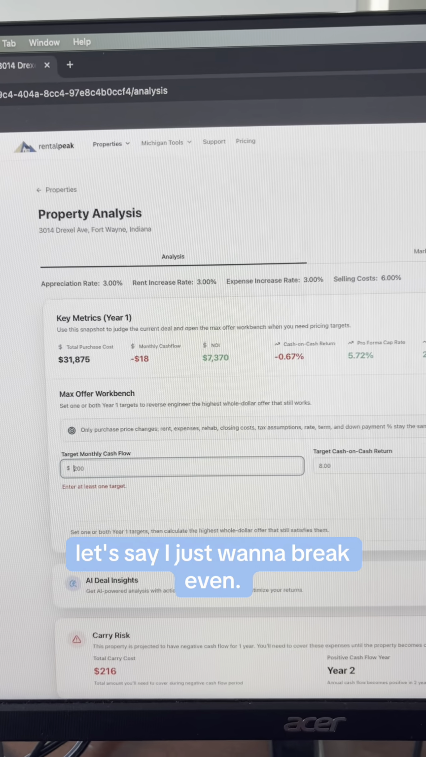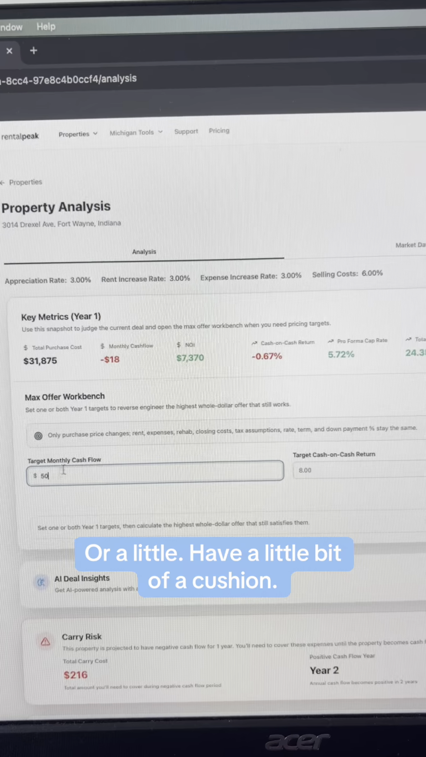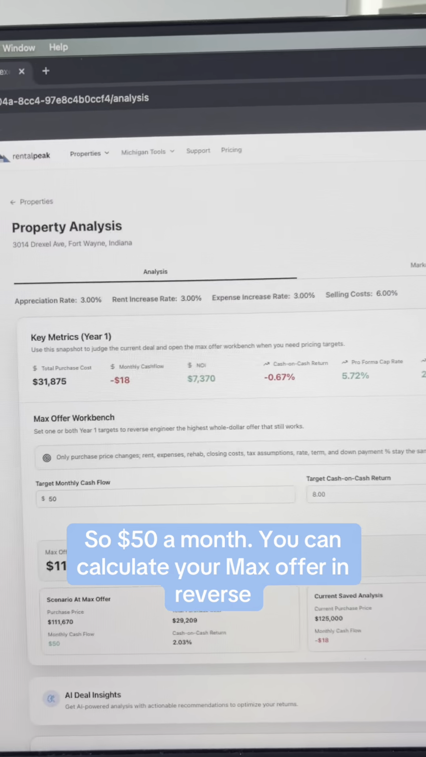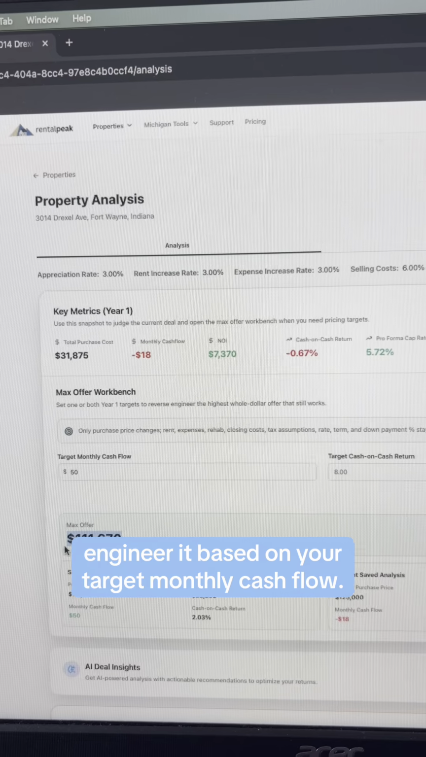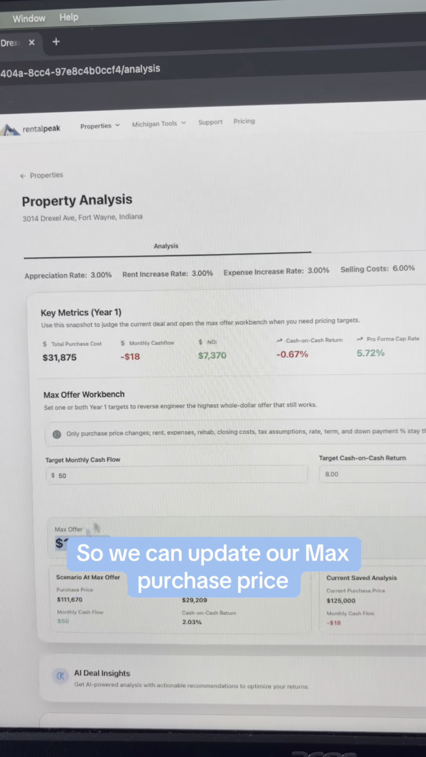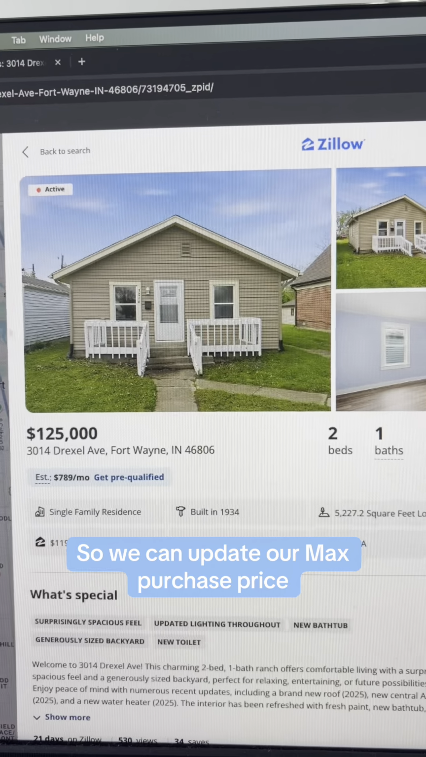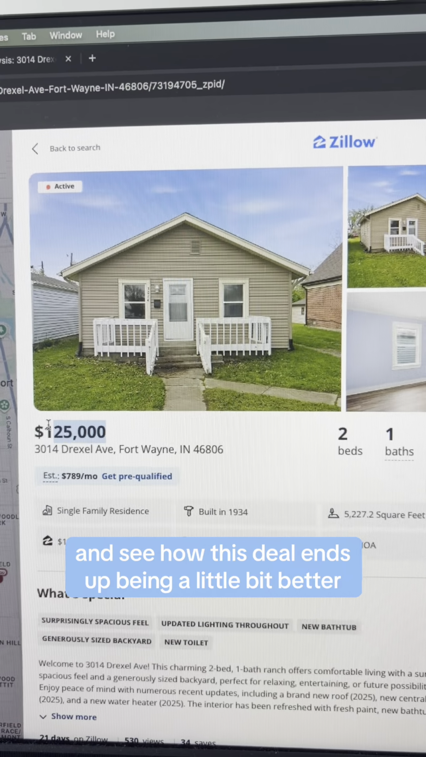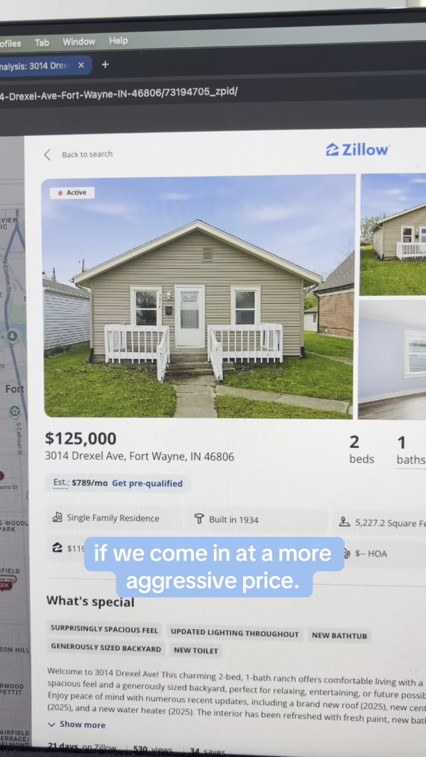Or you can say, let's say I just want to break even or have a little bit of a cushion, so $50 a month. You can calculate your max offer and reverse engineer it based on your target monthly cash flow. So we can update our max purchase price and see how this deal ends up being a little bit better if we come in at a more aggressive price.